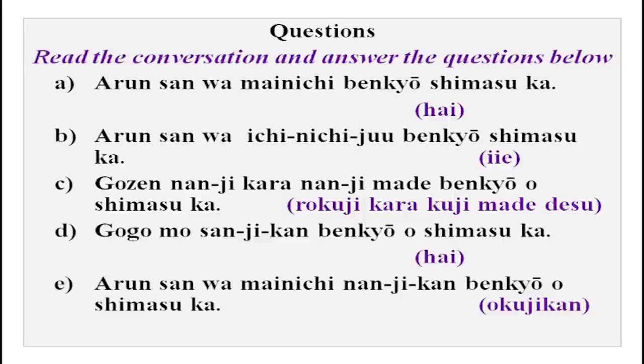Arun-san wa mainichi benkyou shimasu ka? Arun-san wa ichinichi jū benkyou shimasu ka? Gozen nanji kara nanji made benkyou shimasu ka? Gogo mo sanjikan benkyou shimasu ka? Arun-san wa mainichi nanjikan benkyou shimasu ka? So, these are the questions. I am sure you would have done them correctly. So, you can check with your partners as well now and see what you have done.